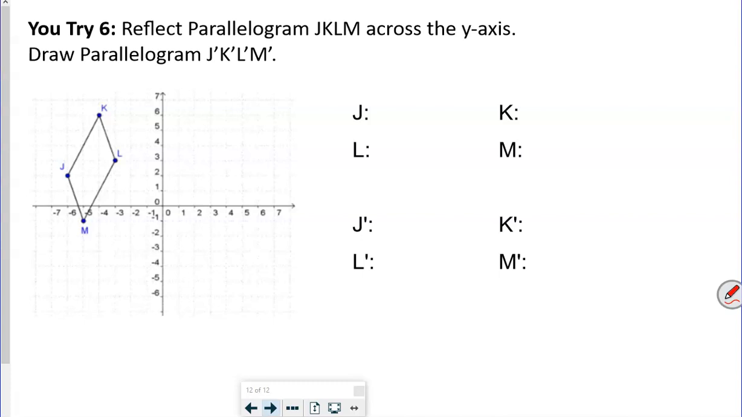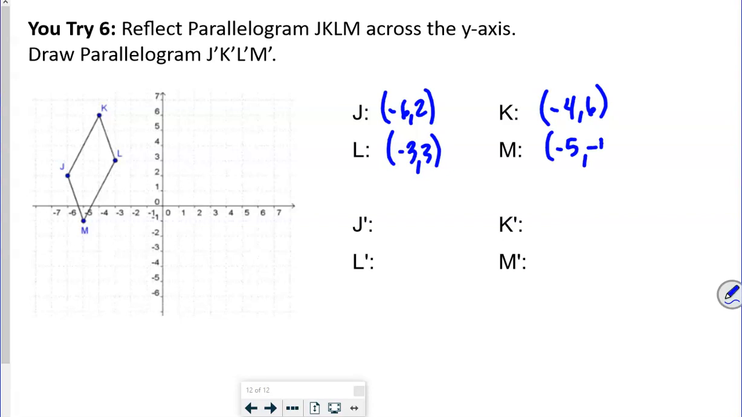All right, so on this one, J is negative 6, 2. K is, what is that? Negative 4, 6. And then L is negative 3, 3, and then M is negative 5, negative 1. Okay, so now this one says we're reflecting across the y-axis.